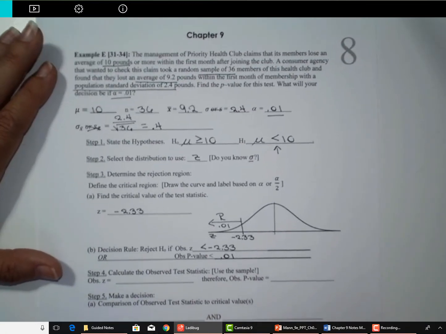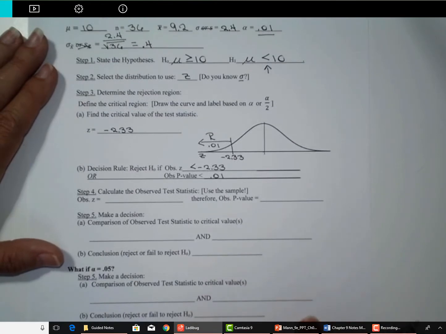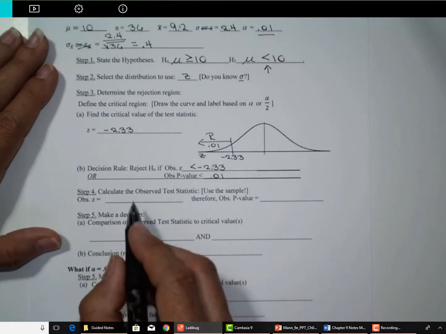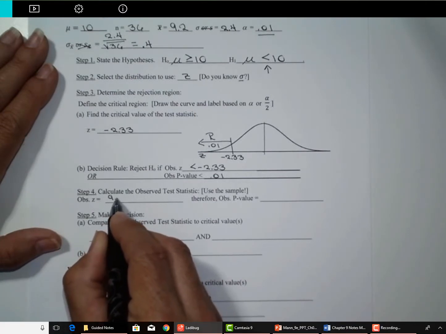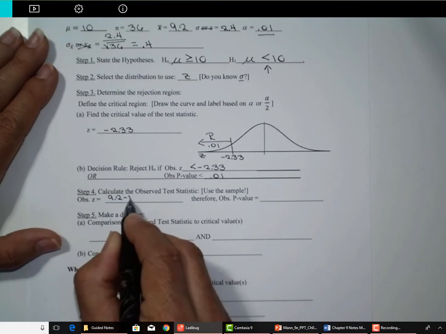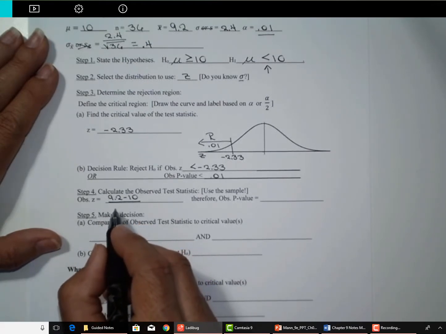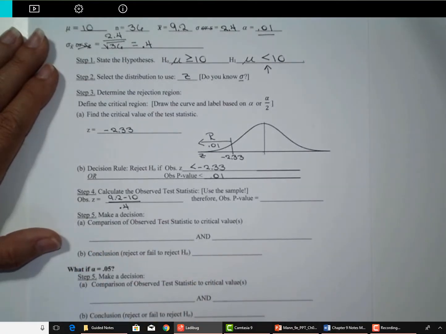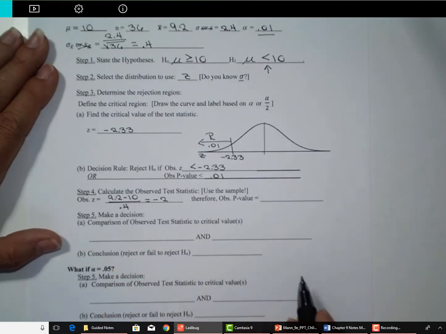Well, I've got it ready. All I have to do now is find out what my observed value of z is. So I'll calculate this test statistic. I have a formula for that. It is the sample mean, the sample that I took, minus the population mean, or the old mean, and then I divide it by the standard deviation that I calculated, the 0.4. So I take 9.2 minus 10 divided by 0.4, and I come up with a z-value of -2.